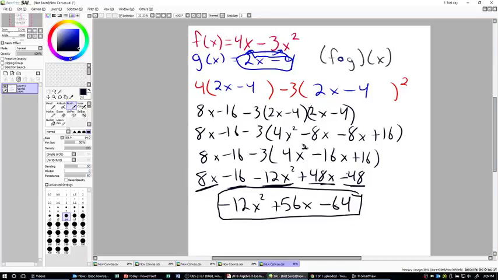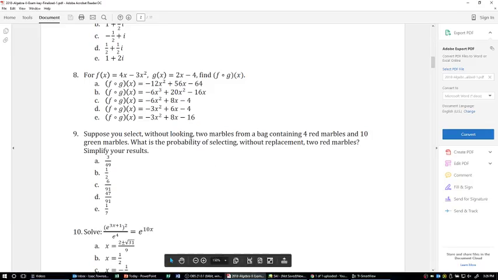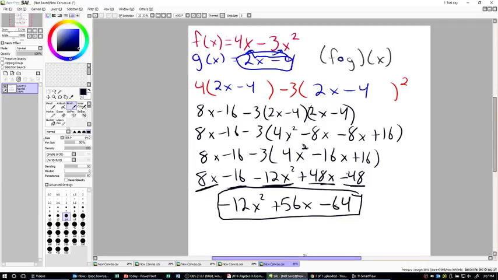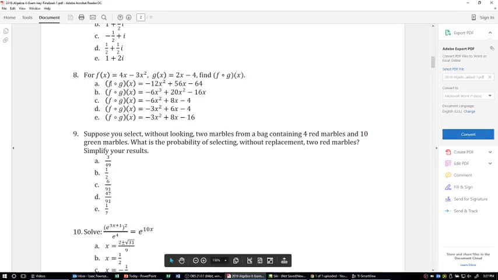Let's compare that to our answer choices. We've got a negative 12x squared plus a 56x minus a 64. And that's what I got from this work. So that looks like that would have to be choice A.